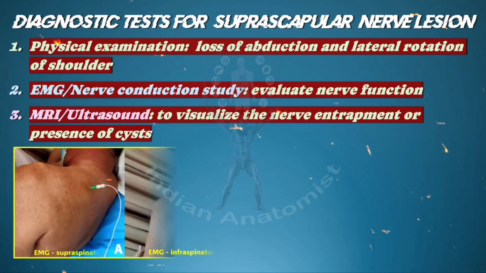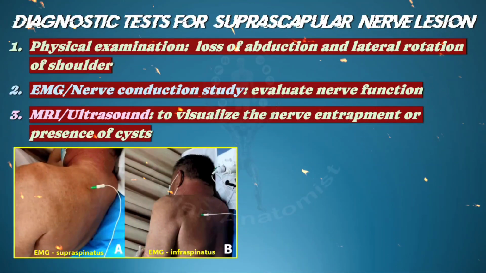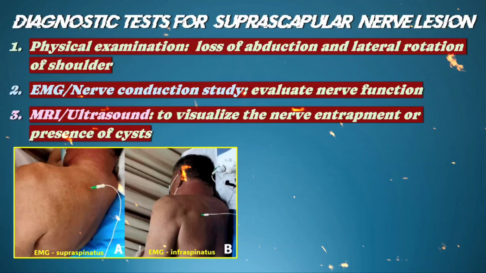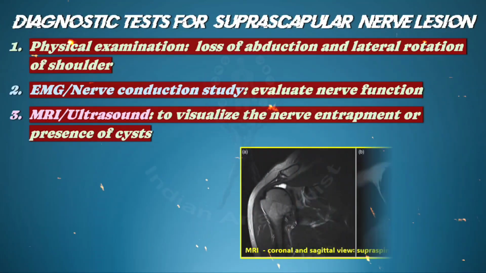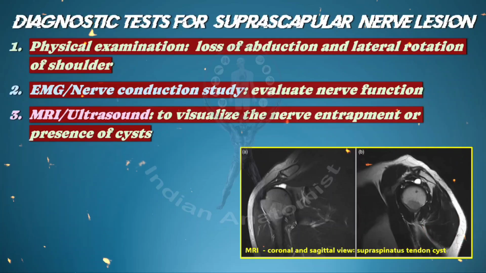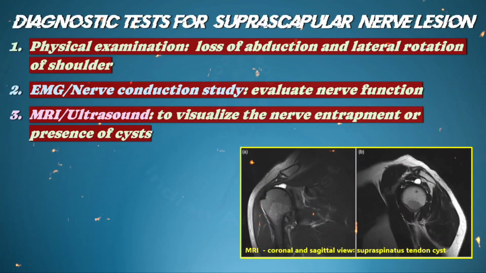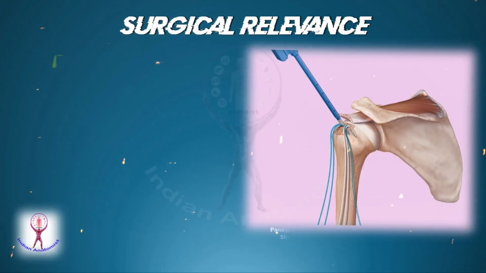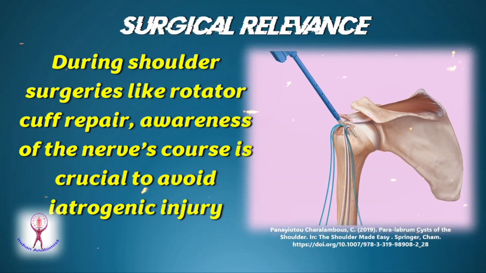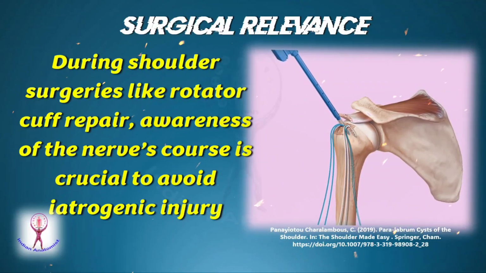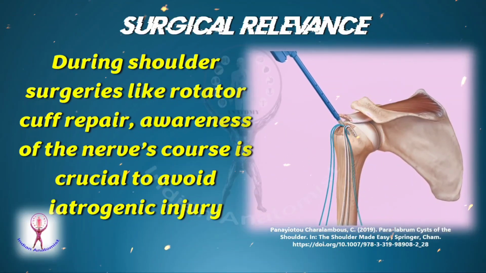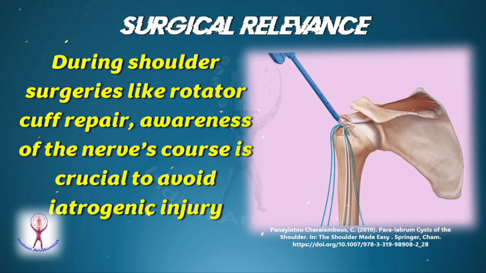Number 2 is electromyography or nerve conduction study, used to evaluate the suprascapular nerve function. Finally, number 3 is MRI or ultrasound, used to visualize the nerve entrapment or presence of cysts that compress the muscles supplied by suprascapular nerve. Coming to the surgical relevance. During shoulder surgeries like rotator cuff repair, awareness of the nerve's course is crucial to avoid iatrogenic injury.